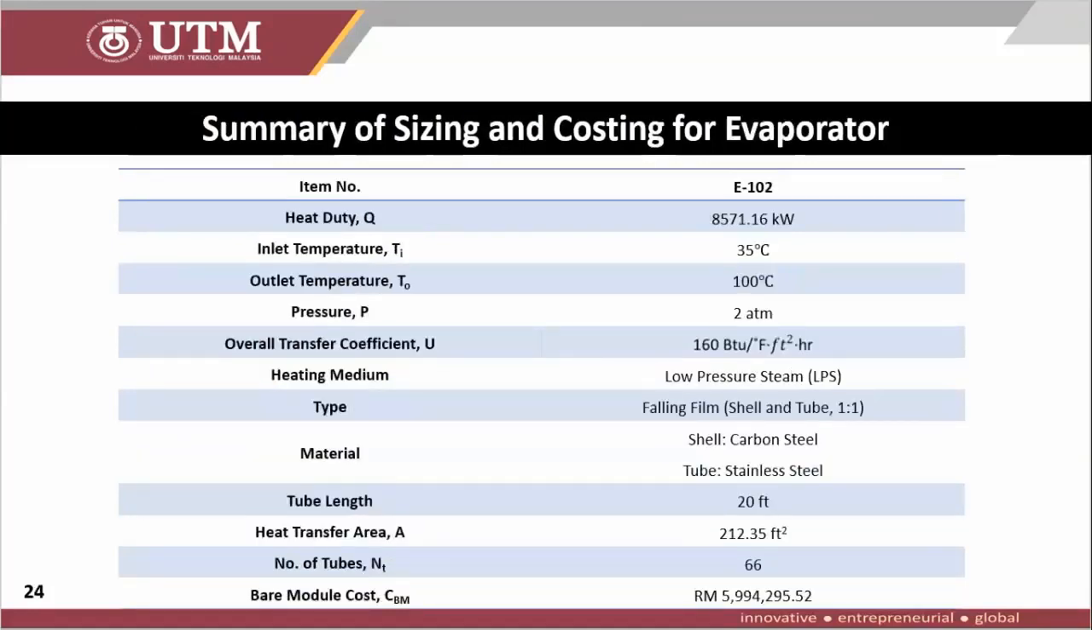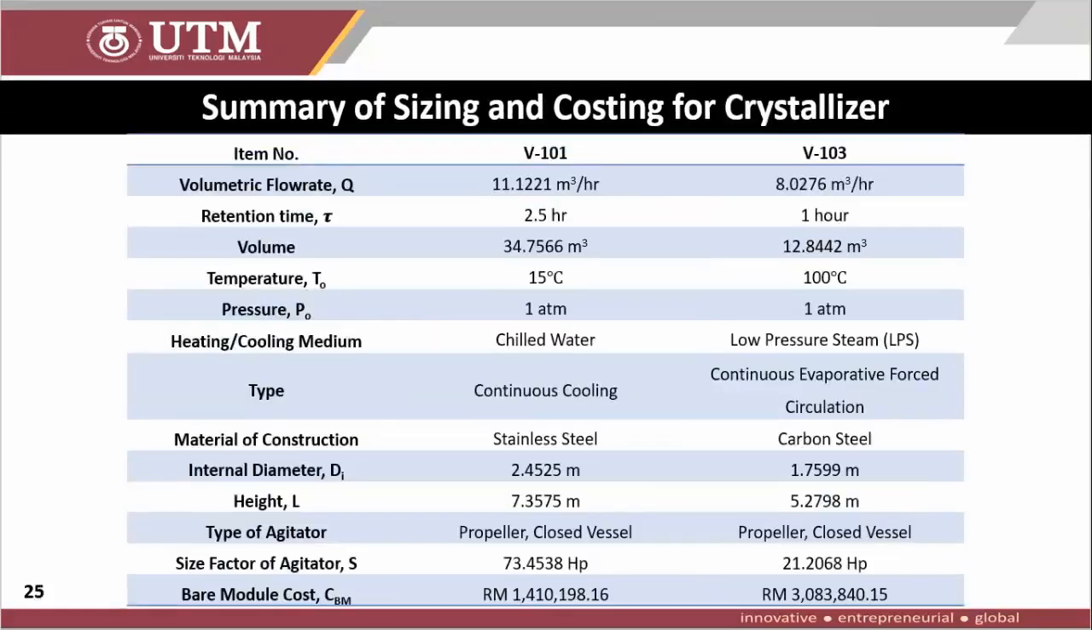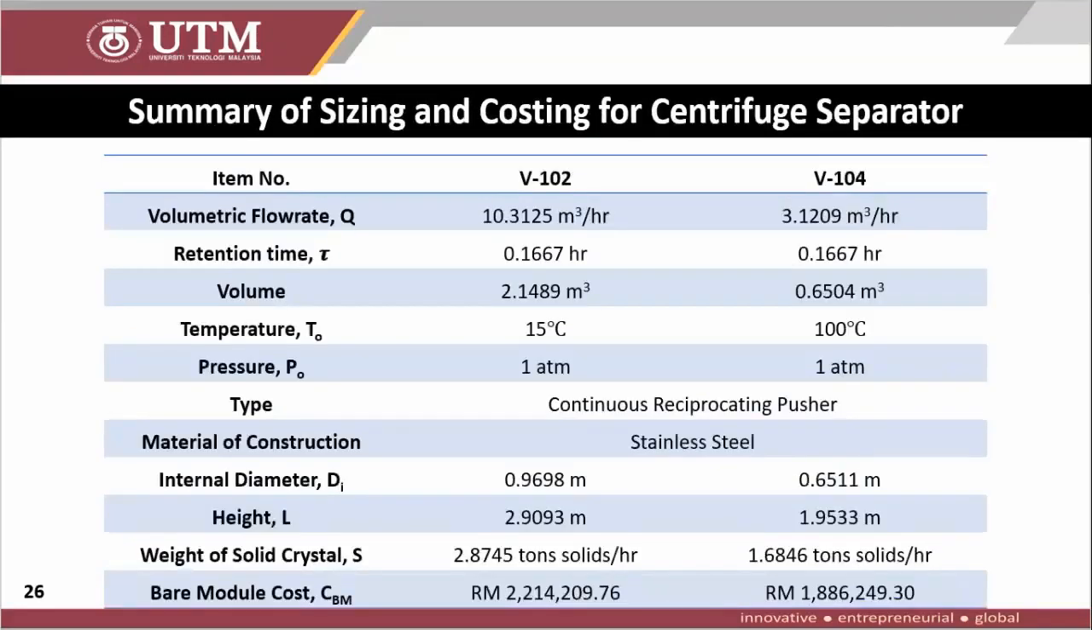Next. The costing for evaporator is 5.9 million ringgit. Next. The volume for cooling crystallizer is 34.8 meter cube, while for evaporative crystallizer is 12.8 meter cube. The costing for cooling crystallizer is 1.4 million ringgit, while for evaporative crystallizer is 3 million ringgit. Next. The total costing for centrifuge is around 3 million ringgit.